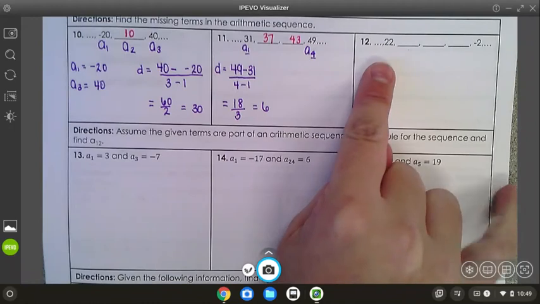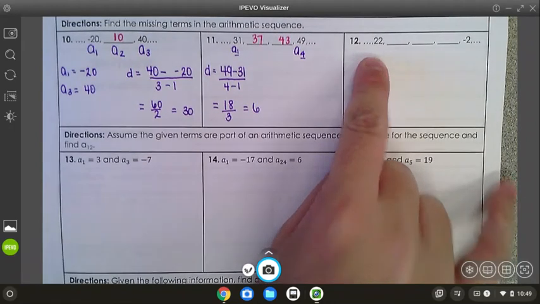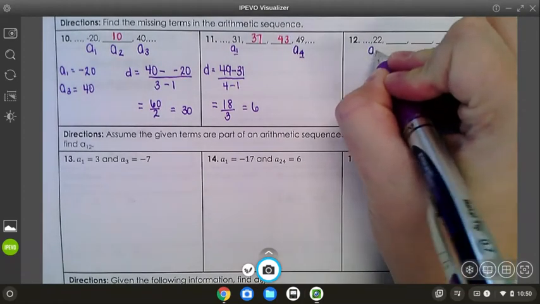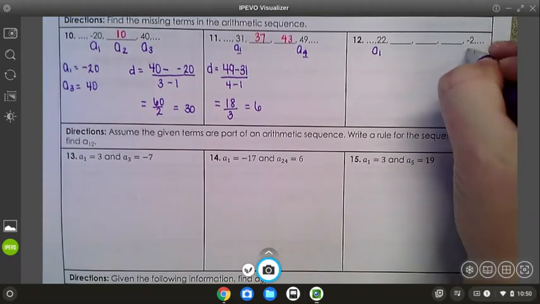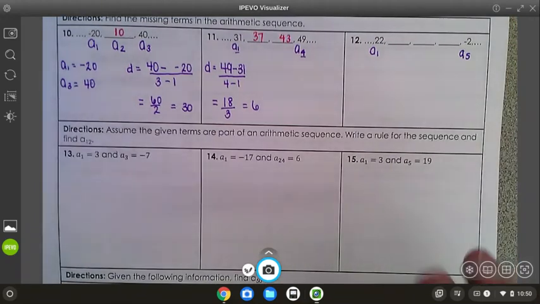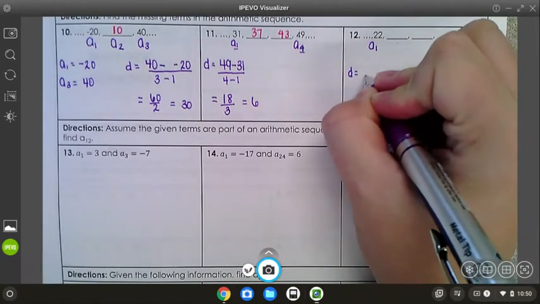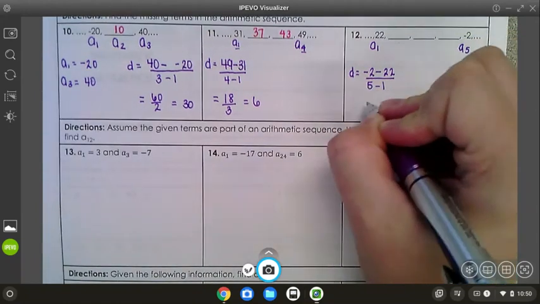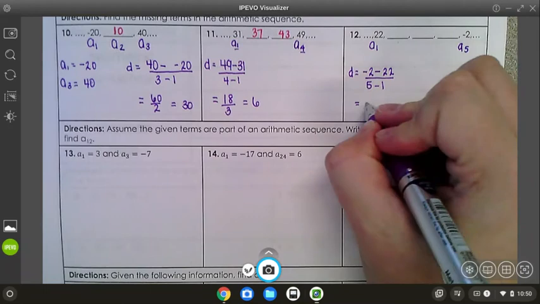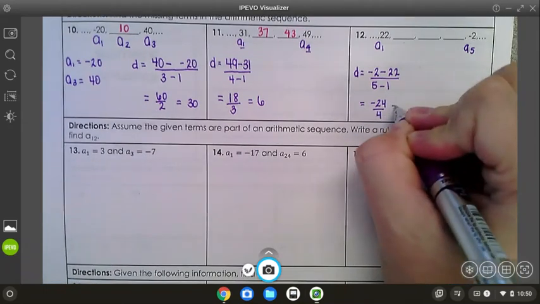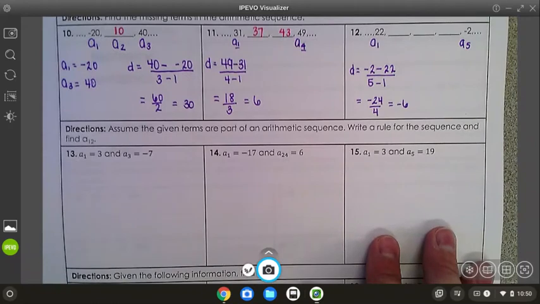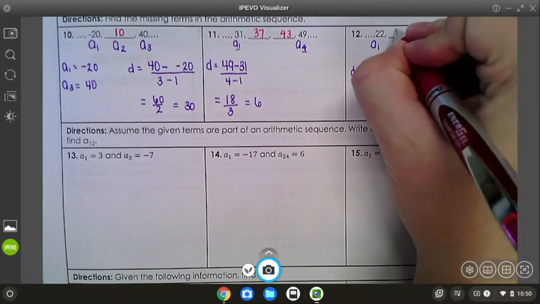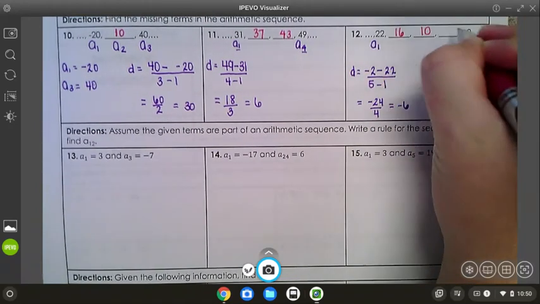I want you to pause the video and try number 12. This one would be my A1, 2, 3, 4. This would be A5. So to find my common difference, -2 minus 22 over 5 minus 1. And we get -6. So we're really subtracting 6 every time. So this becomes 16, 10, 4.